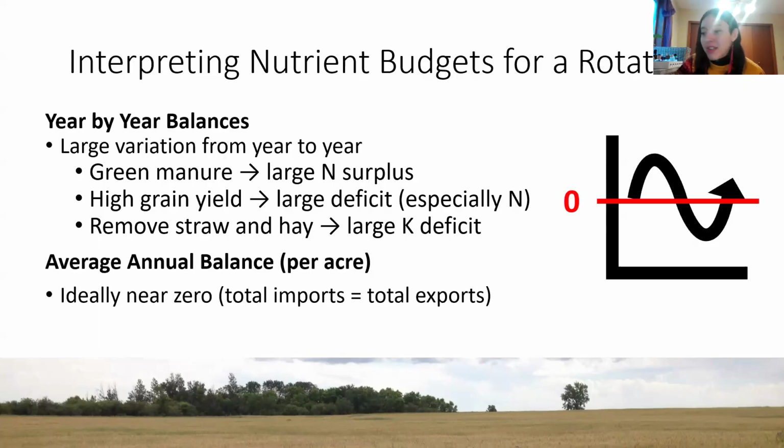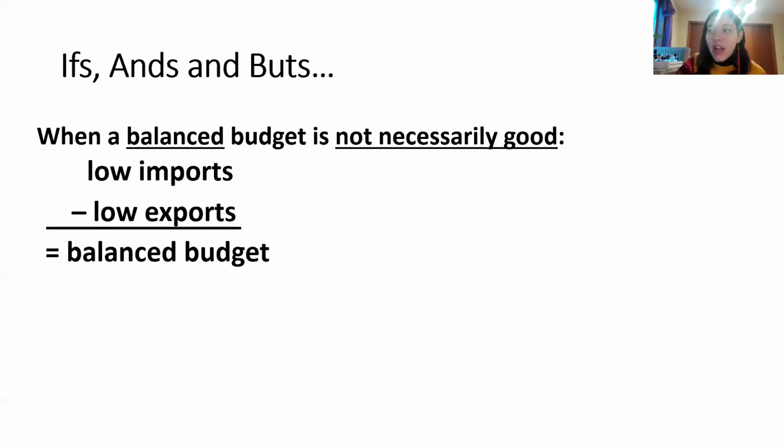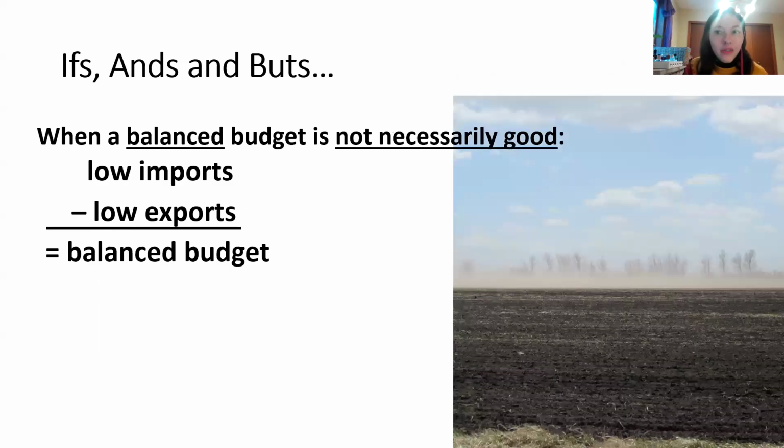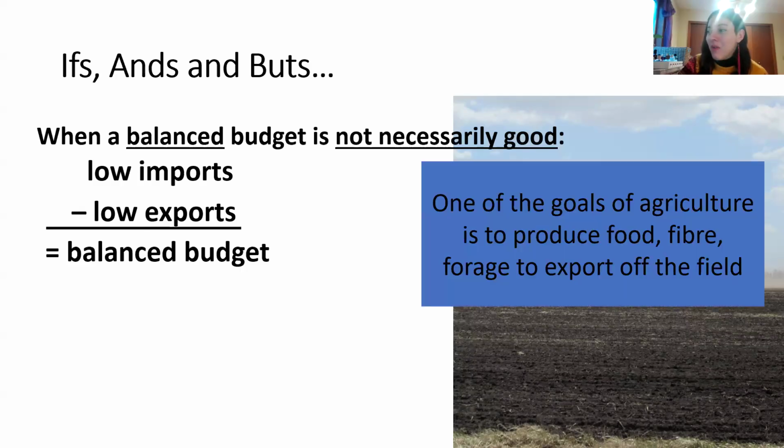An annual budget near zero is perfect. That's what we want. However, a budget that's balanced might not necessarily be good because low imports and low exports is a perfectly balanced budget, which is a fallow field. We're farming, we're not leaving our fields blank. But if we wanted to have perfect budgets, we would just leave them alone and then they would be. So we want to try and balance what we're importing because our goal as farmers is to produce food, fiber, and forage to export off our fields.